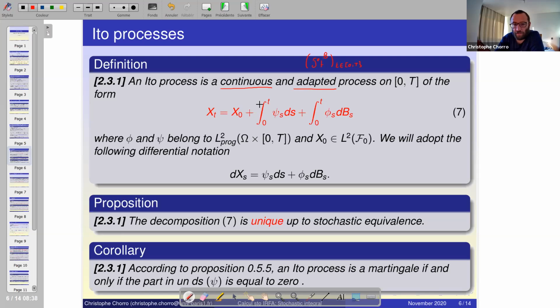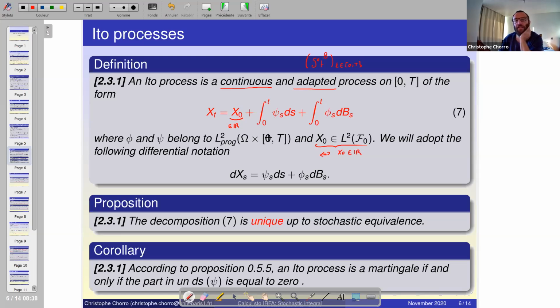We have three parts in an Ito process. You have this one here, that is in fact the initial value of this Ito process. That will be a constant, a real number, because keep in mind that F0 is the trivial sigma algebra, so this is equivalent to the fact that X0 belongs to R, simply.